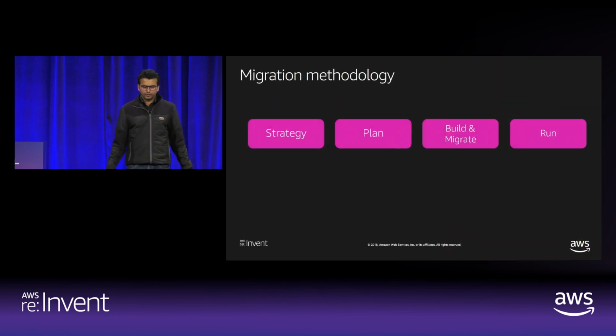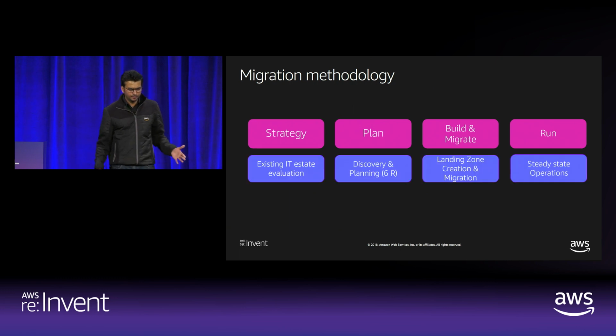Now, with respect to migration, this is the typical migration methodology. You go with strategy, you go with plan, you go with build and migrate, and then you finally run. So what does that mean? In strategy, you're evaluating your IT estate. In the plan, that's where you're discovering all the applications. Typically, customers have to understand what type of applications are running in the data centers, right? And categorize those applications into the 6R framework, right? To identify whether it's going to be a rehost or a replatform, right? And then do a build and migrate, which is basically landing zone creation on AWS and migrating your applications. And when you go to run, it's about steady state operations.